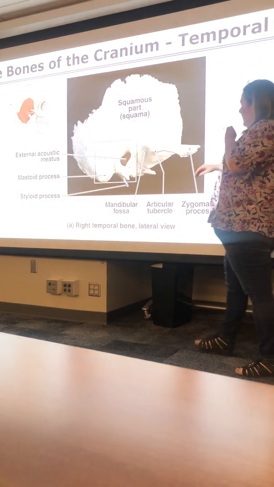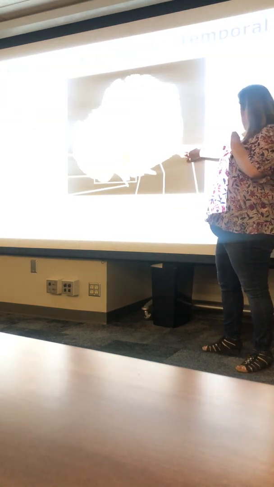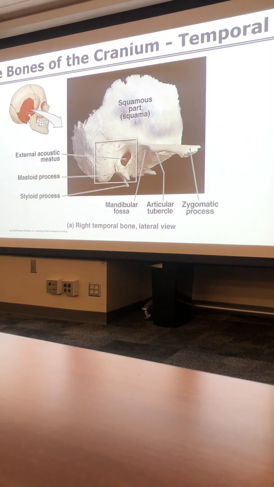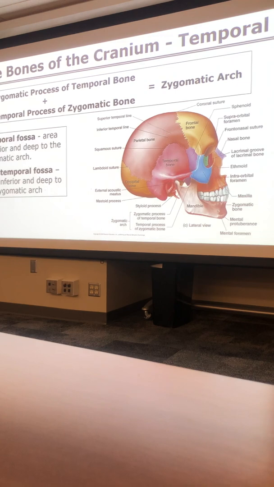If you go back to that mandibular fossa and head out anteriorly, you see the zygomatic process. And that zygomatic process is going to be important because it meets up with the temporal process of the zygomatic bone to create the zygomatic arch. And we'll take a look at that in a second. Do that now.